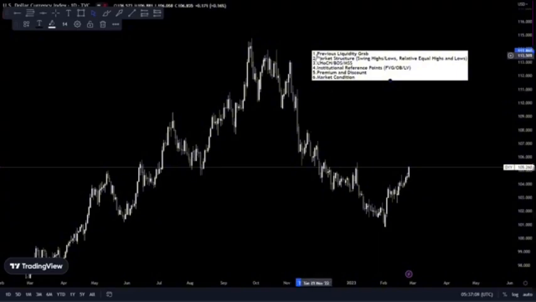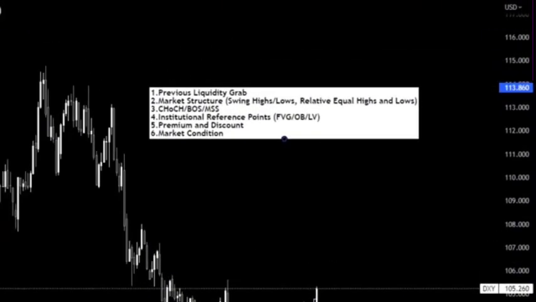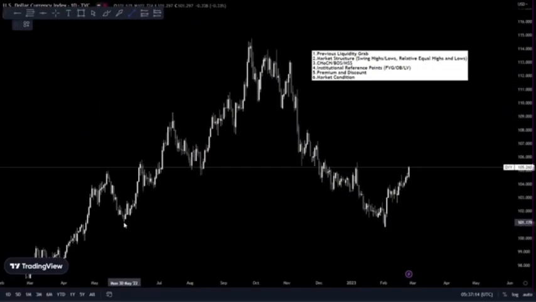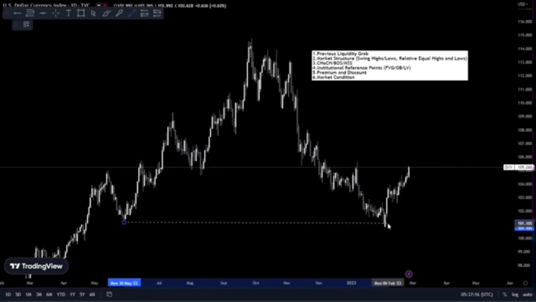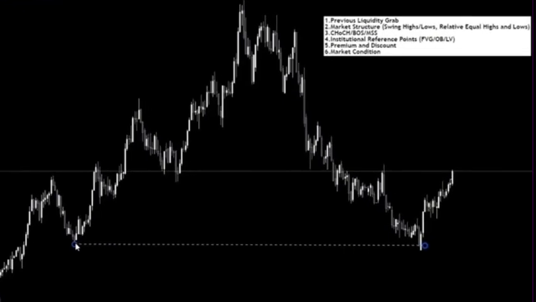So the first thing is to check for previous liquidity grab, which we can visibly see at this point. This was the most recent that happened. Liquidity was grabbed below this level. Why are we doing that?